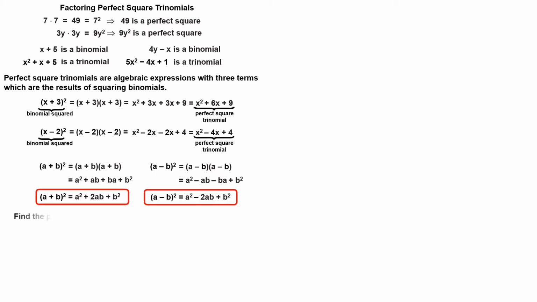Let's see how it works. Find the perfect square trinomial for the following binomials squared. Step 1. Square the first term. Step 2. Add twice the product of the first and last terms. Step 3. Add on the square of the last term.